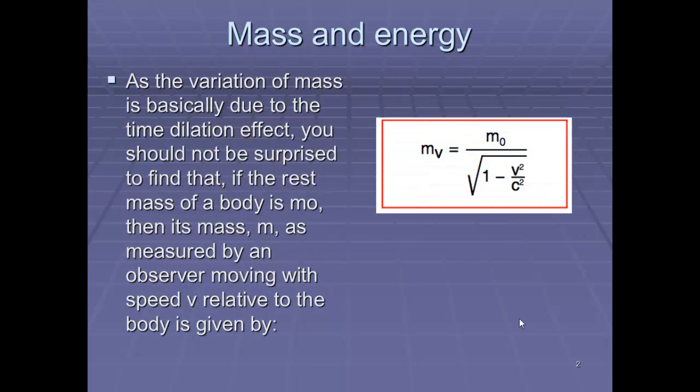So, unsurprisingly, the variation of mass is basically due to time dilation. There's no big surprise there, and the calculation is very similar. So what we have is the original mass equal to the rest mass, which is M0, and we have the relativistic mass, which is Mv, and this is multiplied by the Lorentz factor, the square root of 1 minus v squared over c squared. So that's the formula to get us from rest mass to relativistic mass.